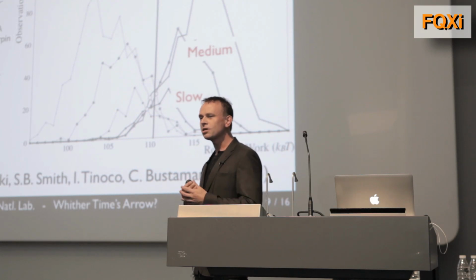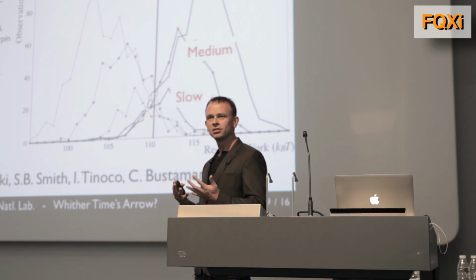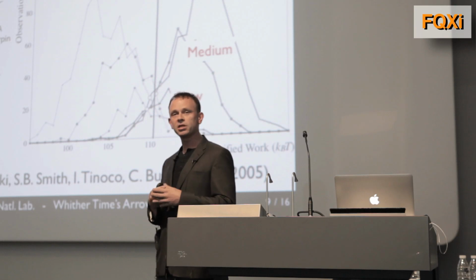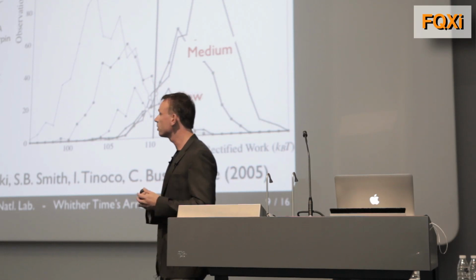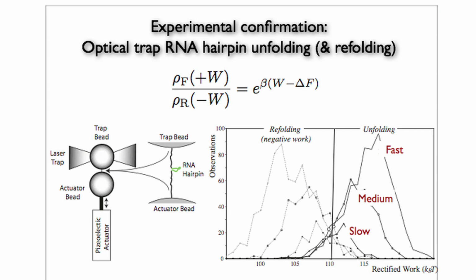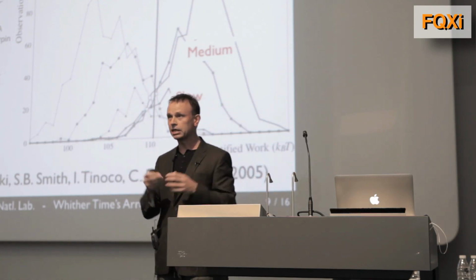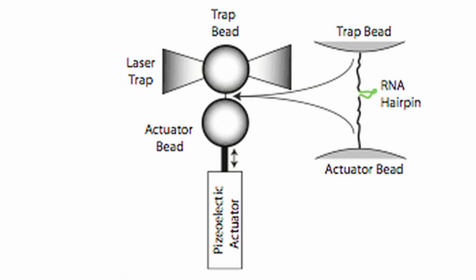But after a while, people started saying, wait, we can not just do these kinds of things in computer simulations, but the experimental methods have advanced to the point where we can actually do this experimentally. So this is a particular example from a group at Berkeley. The basic idea is that they can take a little RNA hairpin that's folded up here, and you attach some long DNA linkers, and those linkers then attach to some polystyrene beads. You attach one of those beads to this piezoelectric actuator, and you trap the other bead with a laser.